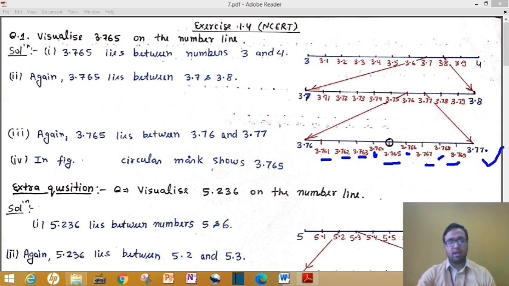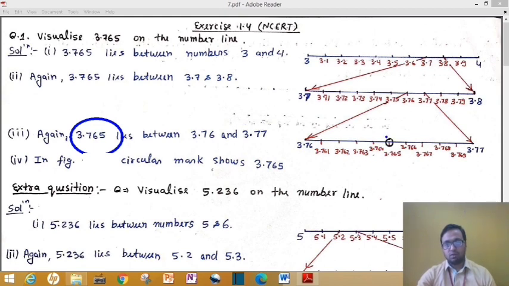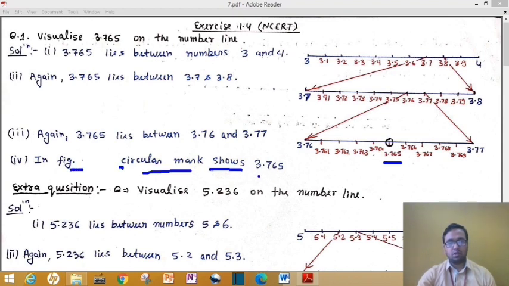Now we have to observe where this number, 3.765, lies. This circular mark represents your actual number 3.765. You can read here also in the figure, the circular mark shows 3.765.